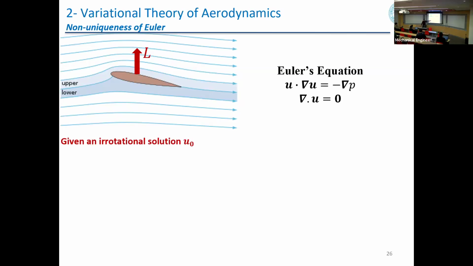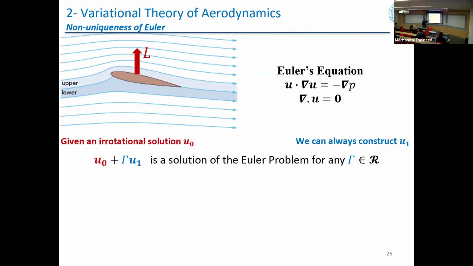The issue is, if you give me any solution to Euler for this problem, I can always construct a special flow field, U1. U1 is not a solution of Euler, but together with U0, U0 plus gamma U1 is a solution of Euler for any value of gamma. So the solution with gamma equals 1 unit is as legitimate as the solution with gamma equals 1 million units. Both satisfy the partial differential equation and boundary conditions.